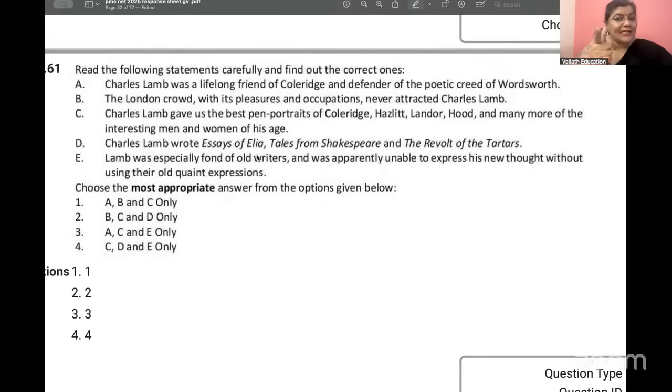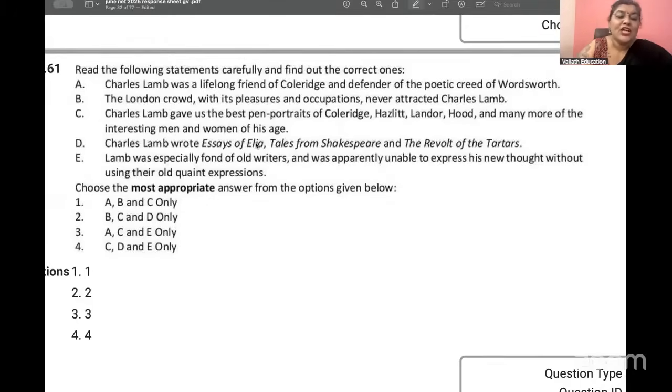Revolt of the Tartars is not by Charles Lamb. Anybody who studied encyclopedia or studied Charles Lamb or studied thoroughly would know. Revolt of the Tartars, you're thinking, is it by Hazlitt? Is it by Leigh Hunt? Maybe Hazlitt. It is not Charles Lamb. You should know that. This whole five sentences is actually about who wrote Revolt of the Tartars. Because if you know that this is not Charles Lamb, you will get the answer.